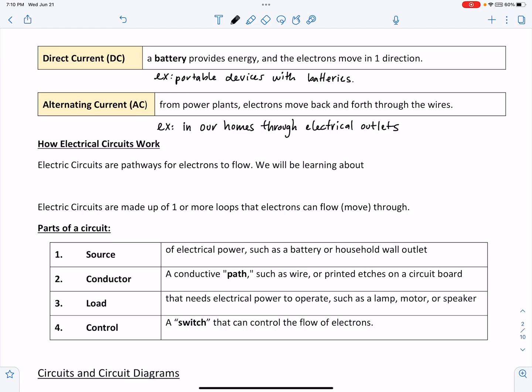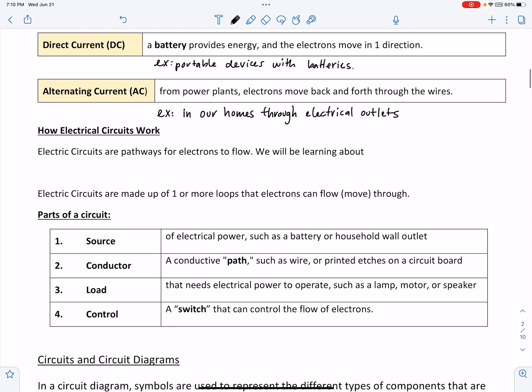How electric circuits work. Electric circuits are pathways for electrons to flow. We will be learning about electric circuits made up of one or more loops that electrons can flow through. There are 4 different parts of a circuit. The first is the source of electrical power, such as a battery or a household wall outlet. The second is a conductor. In order to have an electric circuit in which electrons flow, we need a path. These are wires or printed etches on a circuit board.